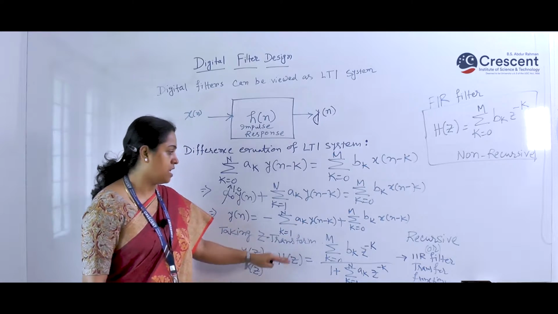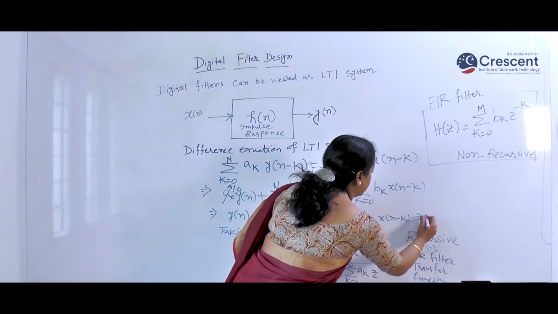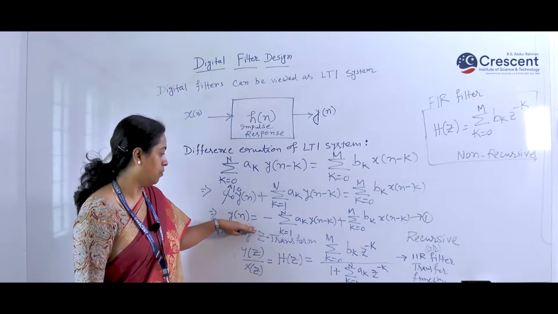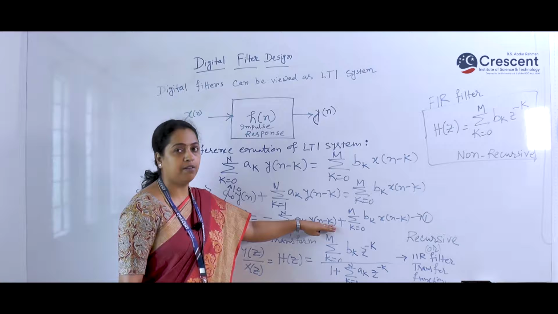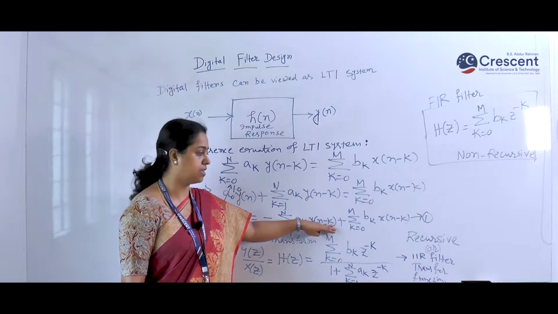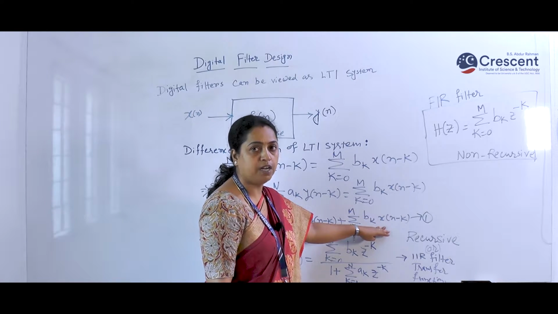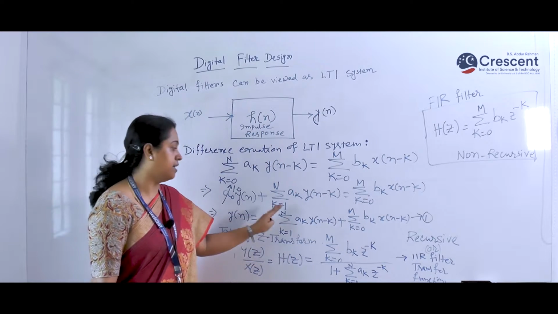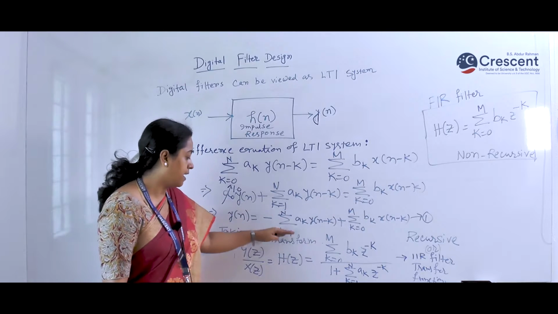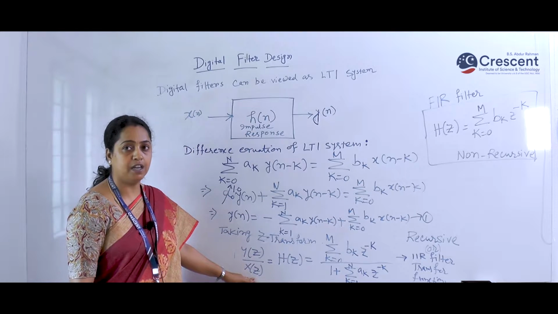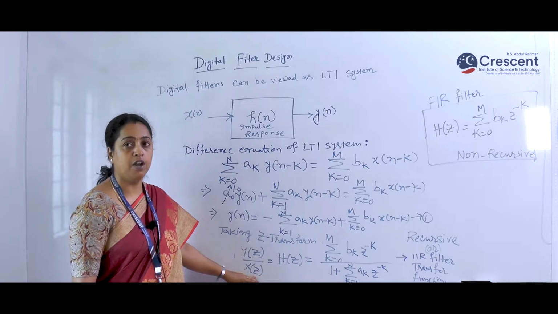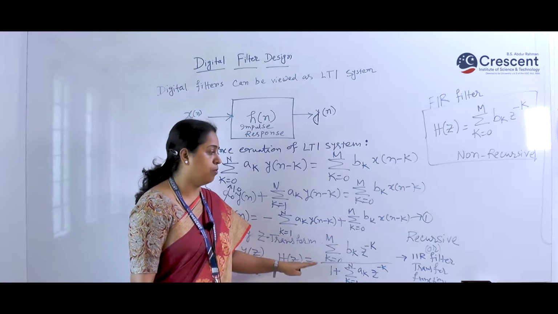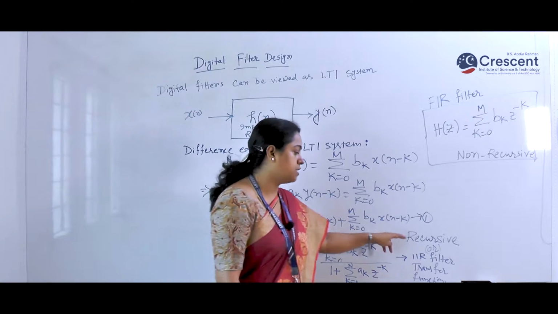So if we take the z transform of this expression, we'll be getting y of z for y of n, and y of n minus k is nothing but y of z into z power minus k. For this term we'll be getting x of z and z power minus k. So taking all the y terms to the left hand side and x terms to the right hand side, and by calculating the ratio, we'll be getting the ratio y of z to x of z, which is nothing but h of z, which is given in this form. So this is the form of IIR filter or recursive system.